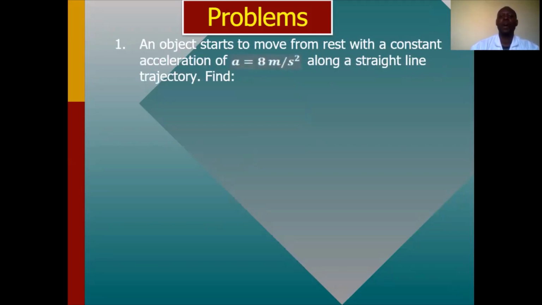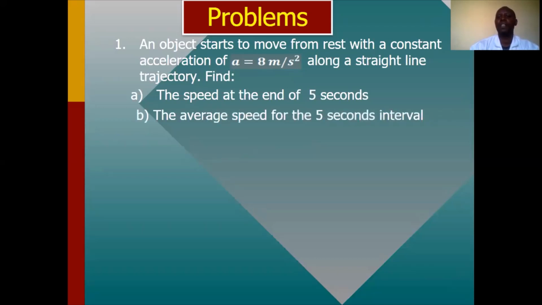Problem number one: an object starts to move from rest with a constant acceleration of 8 meters per second squared along a straight line trajectory. Find the speed at the end of 5 seconds. Find the average speed for the 5-second interval.